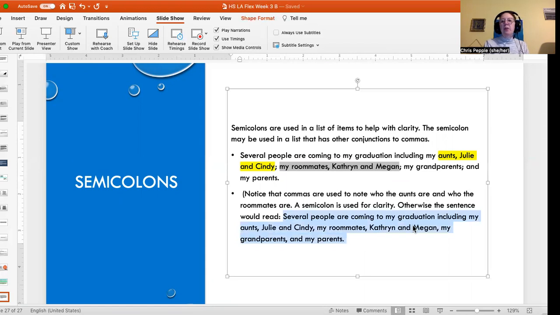Several people are coming to my graduation, including my aunts, Julie and Cindy, my roommates, Catherine and Megan, my grandparents, and my parents. Without the semicolon, it's not really clear how many people are coming. Like, if you don't know, are the aunts coming? And then Julie and Cindy are coming, and then roommates are coming, and then Catherine and Megan are coming. When you use the semicolon up at the top, you can see that it groups people together. So it's very clear then how many people we need to set the table for. Okay?